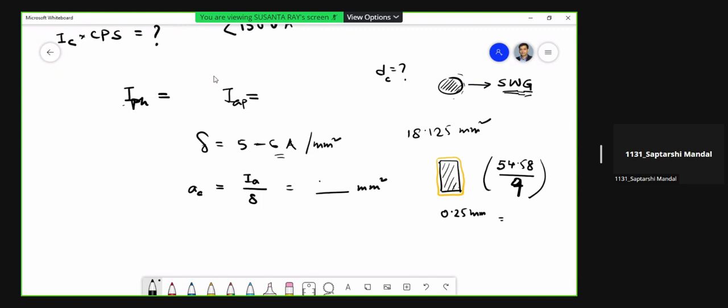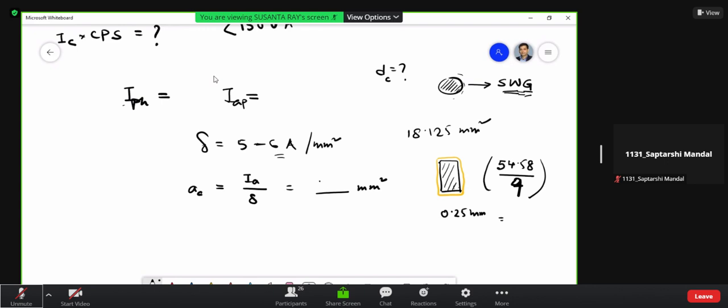Sir, my cross section is coming 12.963 millimeters square. Should I take a circular cross section or a rectangular one? Now you see, for a circular cross section, there is some limit. You will not get a round wire after a certain value. So that also you have to check from the SWG chart, because there is a maximum value.